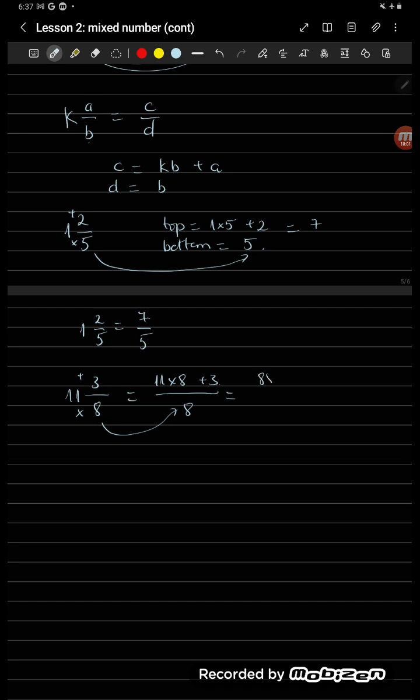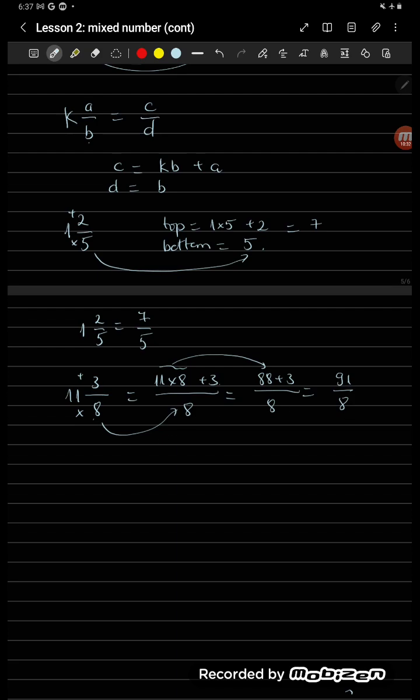11 times 8 is 88, plus 3 equals 91, over 8. So it's very easy. Just remember the whole number part times the bottom part plus the top part, and then we will have the numerator. The bottom part just stays unchanged.